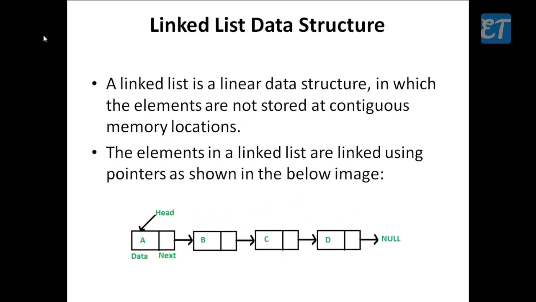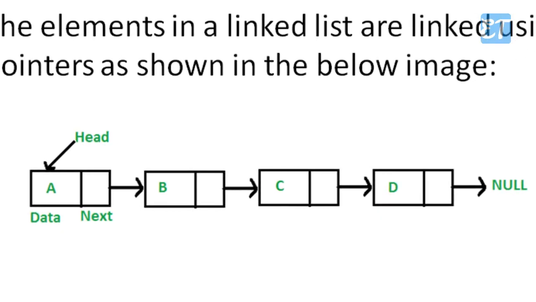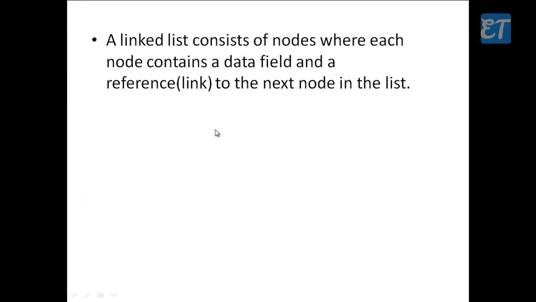Linked list data structure. A linked list is a linear data structure in which the elements are not stored at contiguous memory locations. The elements in a linked list are linked using pointers as shown in the image. A linked list consists of nodes where each node contains a data field and a reference or link to the next node in the list.